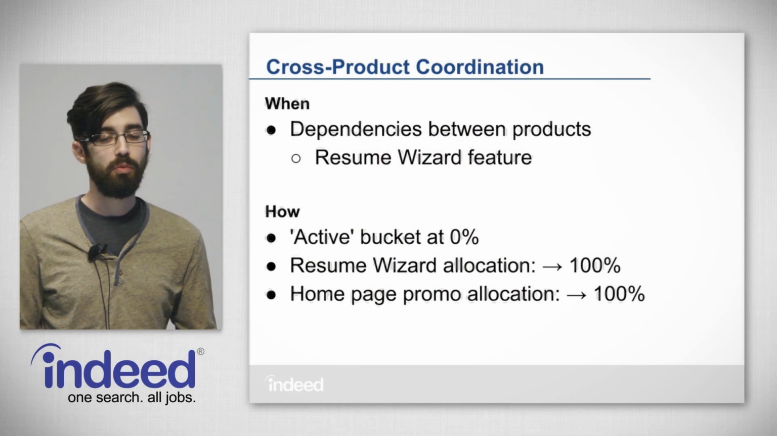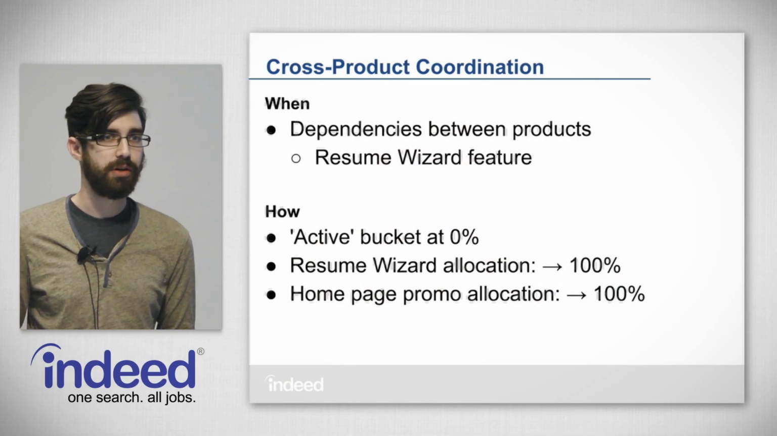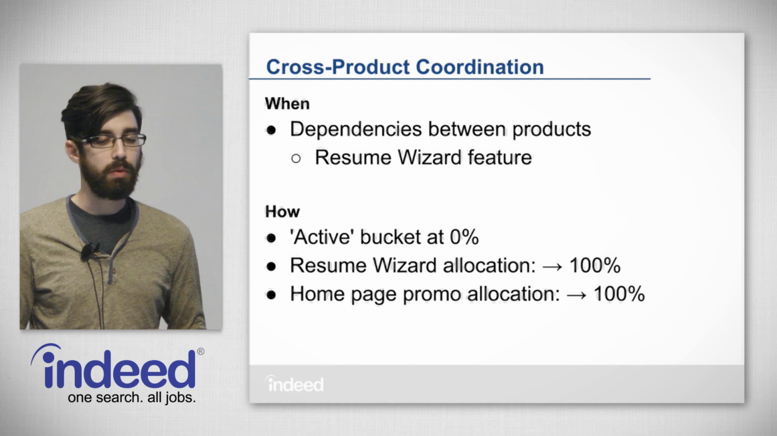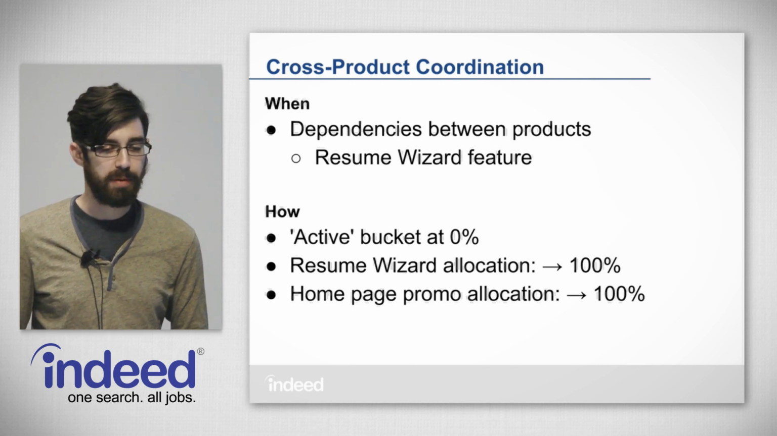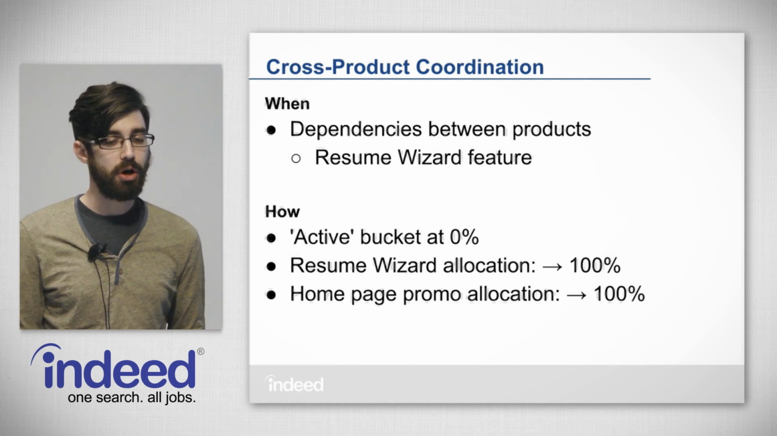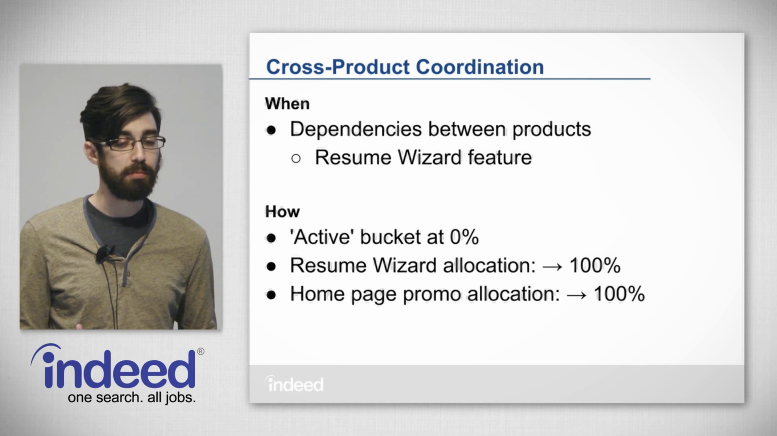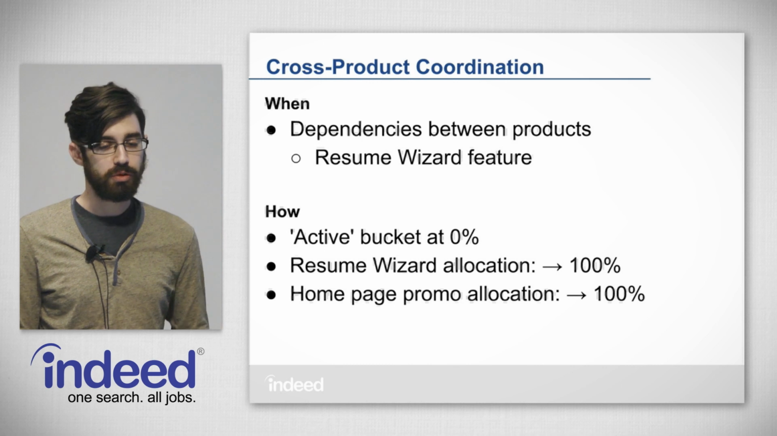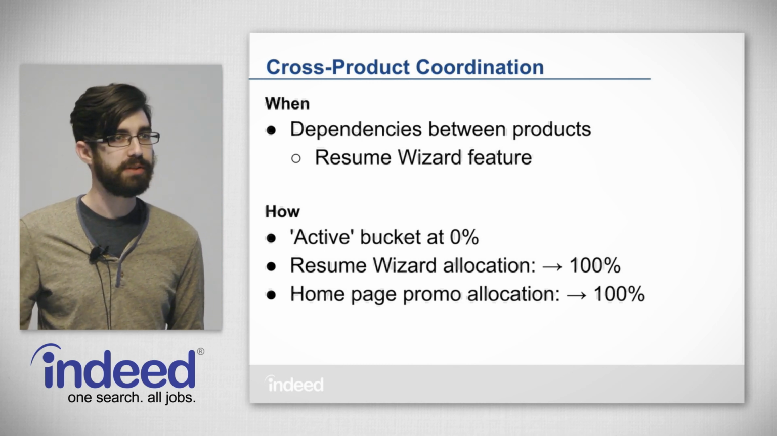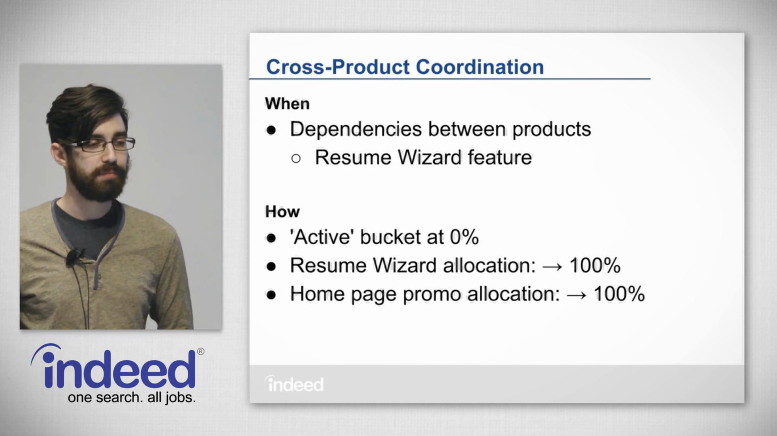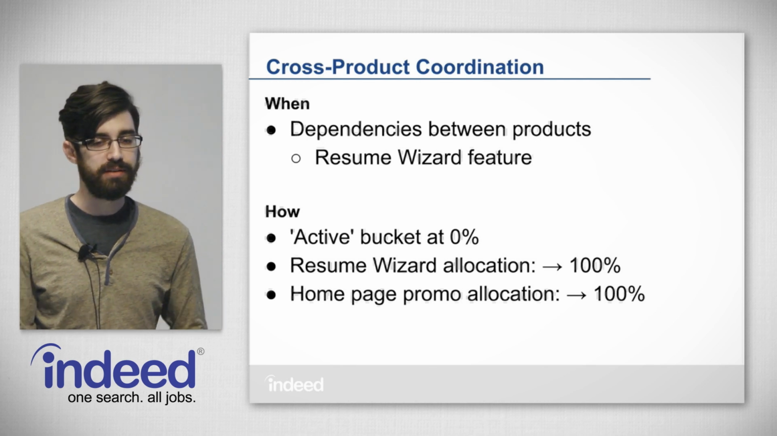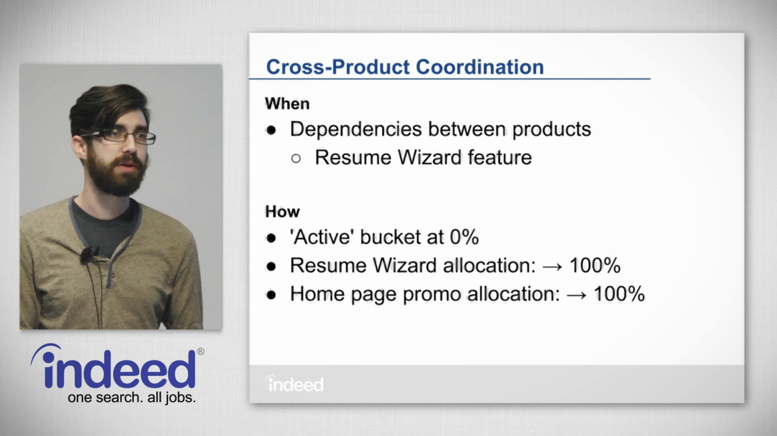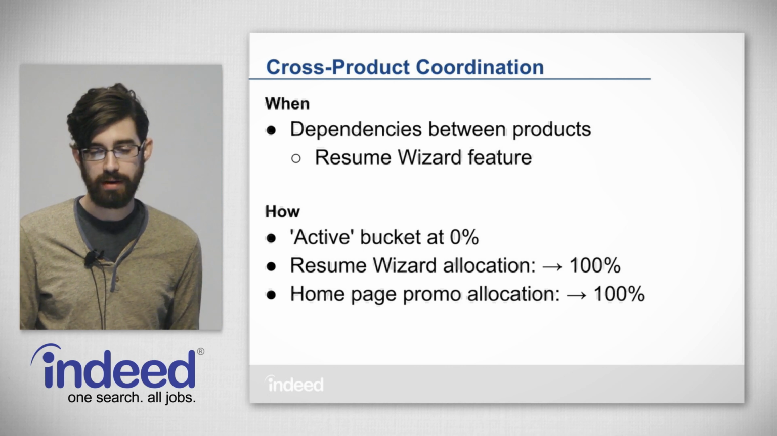Another thing we use it for, cross-product coordination. Sometimes we have dependencies between products. For example, we wanted to release a new resume wizard on our resume product, and we wanted to have a promo pointing to it from our job search page. So we deploy the code with buckets in both places at 0%. Then we can turn the resume wizard up to 100%. Once we're sure it's there, we can turn the homepage promo up to 100%, and everything just works. So it makes it a lot easier for us to deal with complicated dependencies without having to do some sort of crazy deploy dance around it.